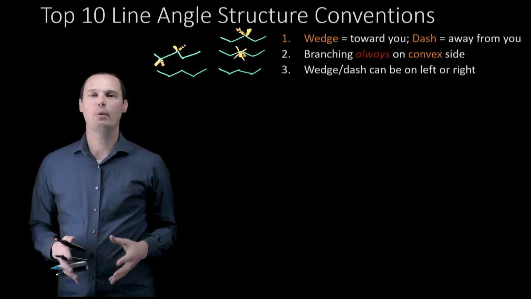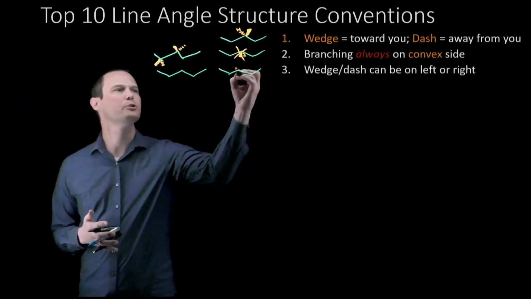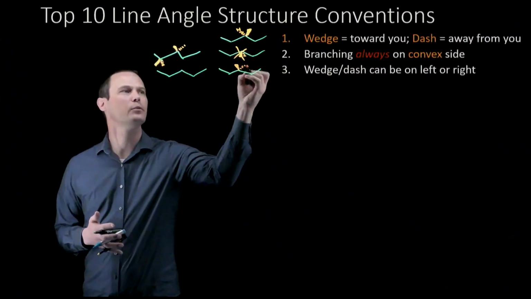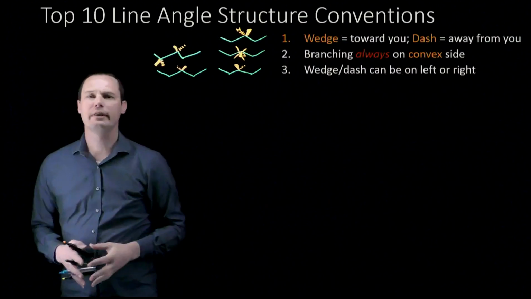Number 3. The wedge or the dash can either go on the left or the right side of each other. There's no preference for one over the other. So you could have the wedge on the left and the dash on the right, or the wedge on the right and the dash on the left. Either convention is just fine.